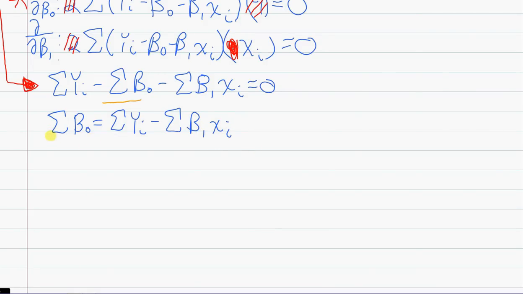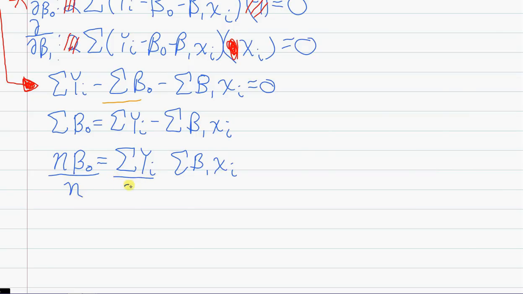The sum of the beta 0's, as I said before, is n times beta 0. You're just taking a number and you're adding it up n times. Equals, now again, let's just leave that the way it is for now. It would be an easier way to see what's going on. And then the sum of the beta 1 xi's. So what we're going to do now is we're going to divide everything by n so that we can get an expression that's just beta 0 on the left-hand side.